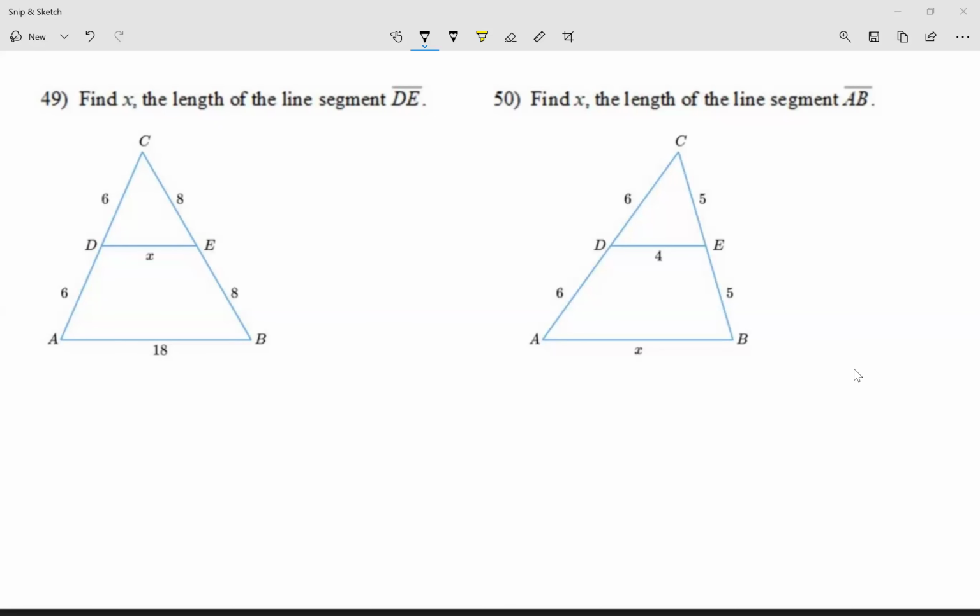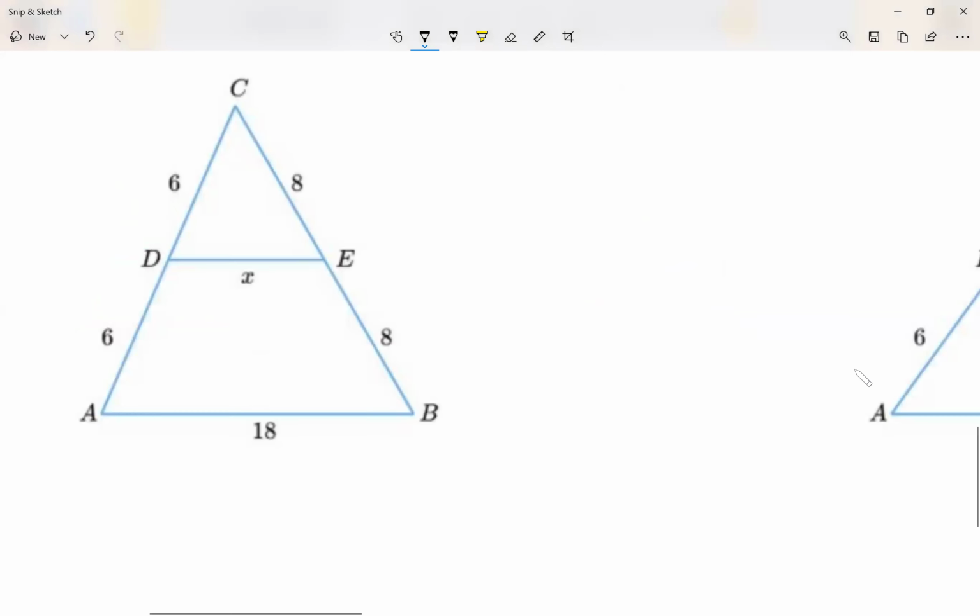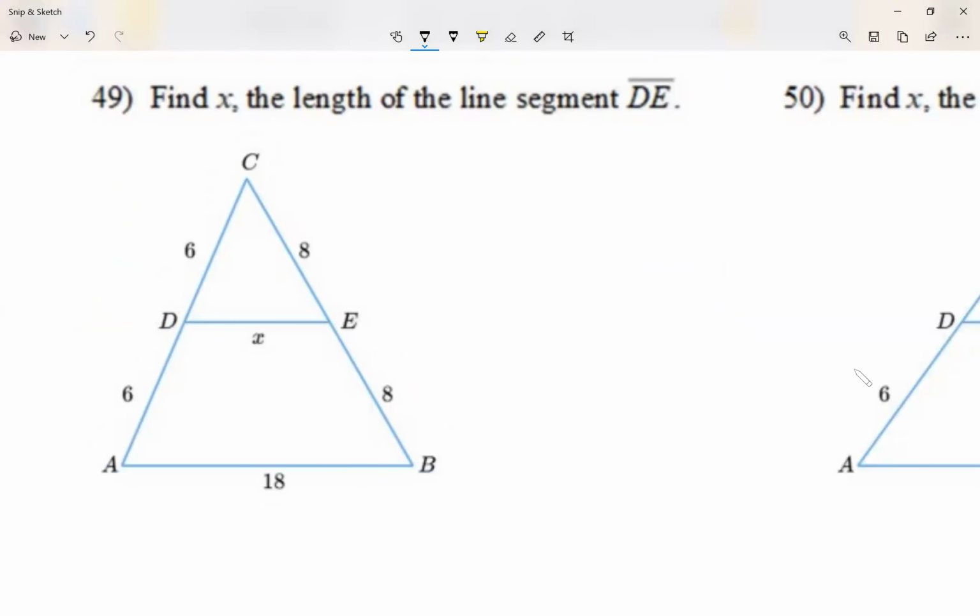Now we're going to move into medians. The medians, or mid segments, as people sometimes call them, are the segments in triangles connected by the midpoints. Having that said, let me take a look at number 49.